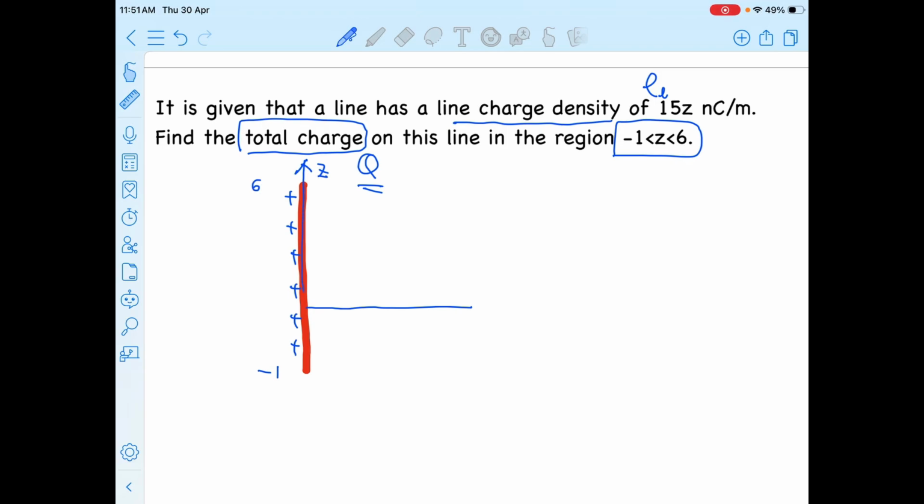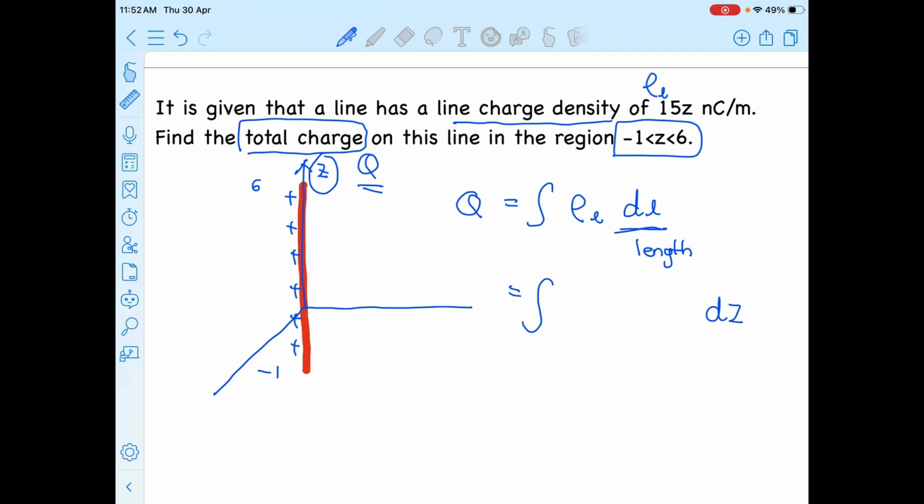Okay, so this is your line charge. To calculate the total Q, we have to apply the formula: the total charge is equal to the integral of rho L dl. L stands for length. If you want to know the length of this line, you refer to this Z. So over here we will replace the dl with dz.